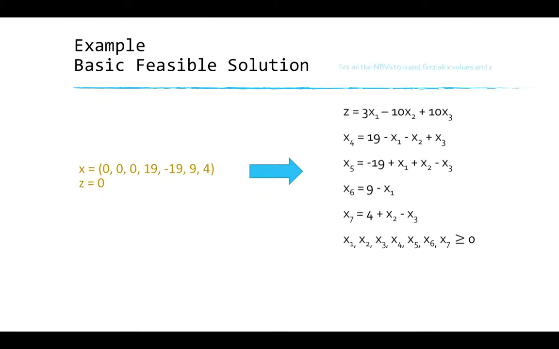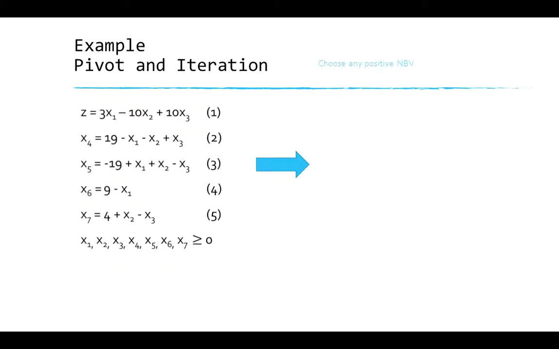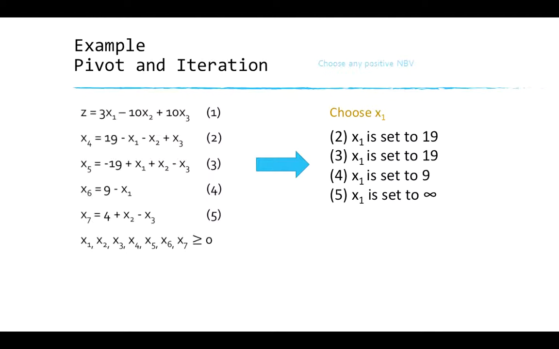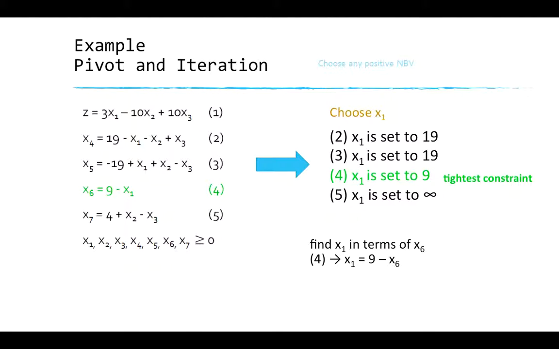A basic solution can be found by setting all the non-basic variables to 0. Right now the optimal solution is 0. So let's begin the pivot step. Choosing any positive non-basic variable, let's choose x1. We find the tightest constraint on x1, which is 9. Therefore, we rearrange equation 4 to obtain an equation in terms of x1. Then we substitute this equation in all the other equations where x1 appears.